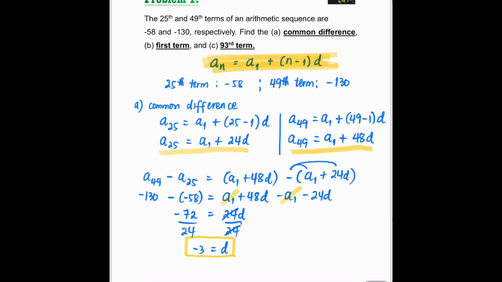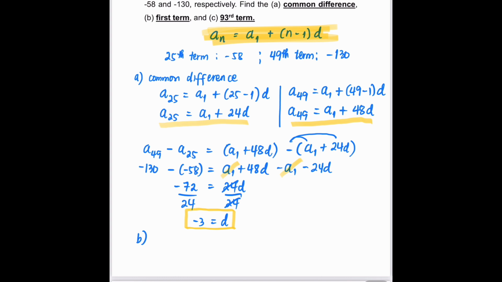And for us to find the first term, we will be using the same formula, along with the answer that we got from letter A. For letter B, we need to find the first term. So the formula we need to use is a sub n equals a sub 1 plus n minus 1 times d. Now, to find the first term, you can either use the 25th term or the 49th term. But I suggest that the 25th term is better because the number is smaller. So let's use a sub 25.